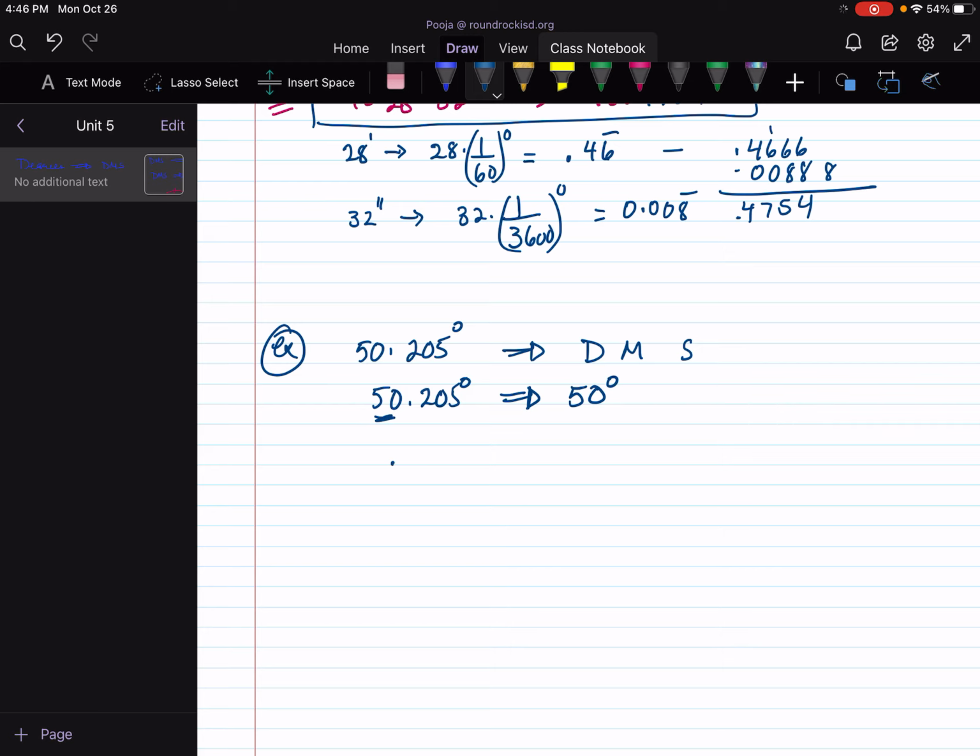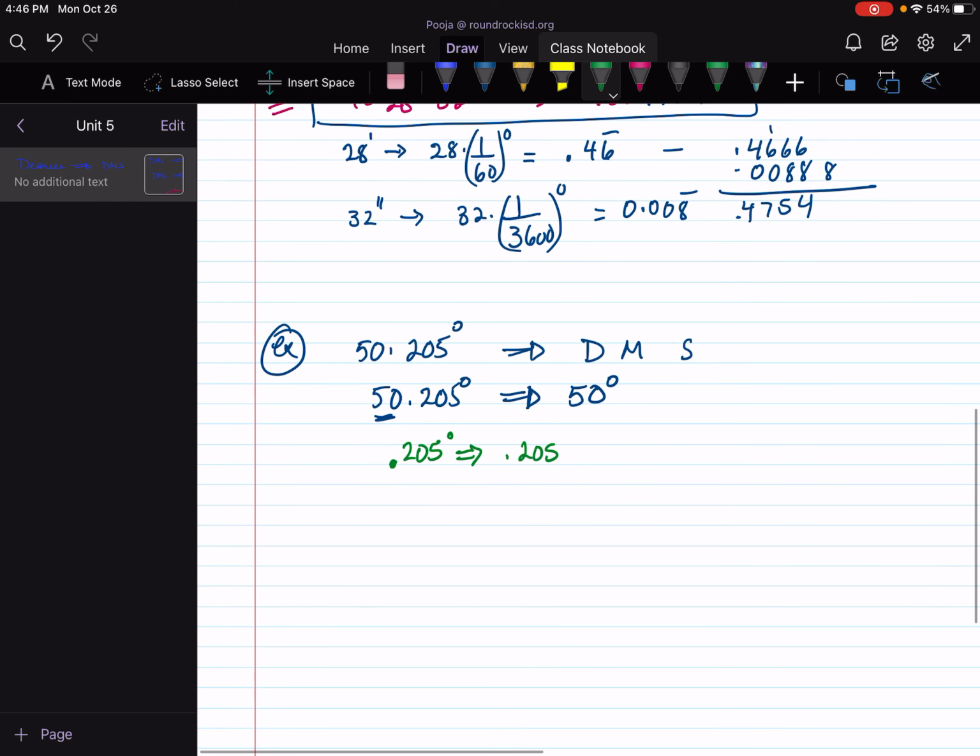Then you take the decimal part, which is 0.205, right? This is the decimal part of the degrees. That needs to be converted into a certain number of minutes. But each degree is 60 minutes. So if I take 0.205 times 60 minutes, I should have automatically converted this to minutes. And when I multiply those two, this turns out to be 12.3.